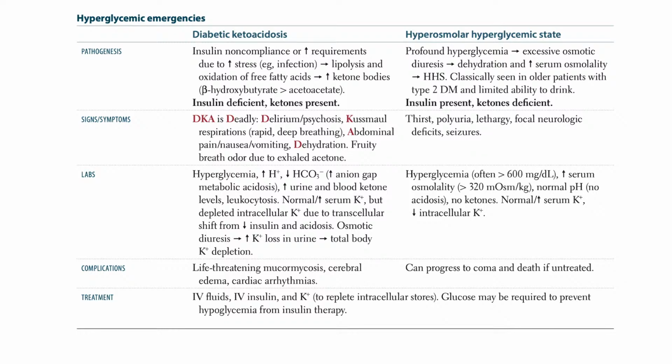Okay, now let's talk about two important high yield topics. The first is diabetic ketoacidosis, and the second is hyperosmolar hyperglycemic state.